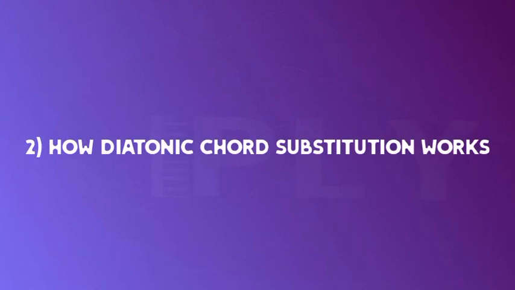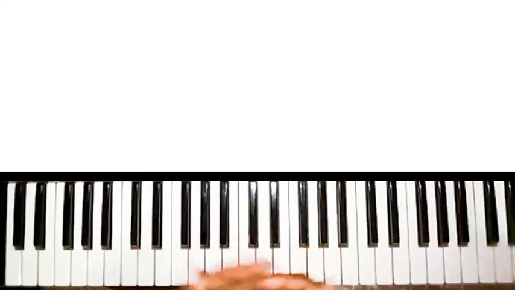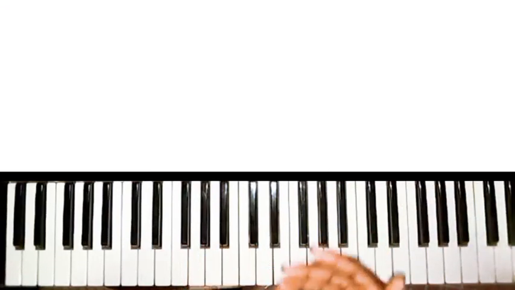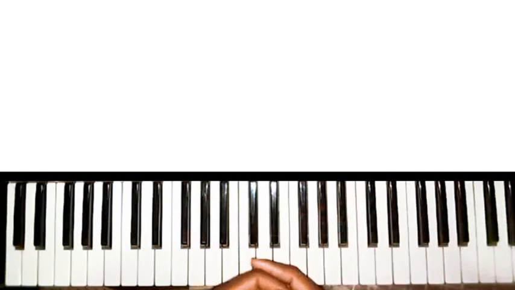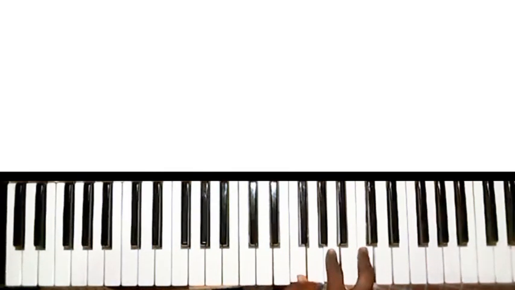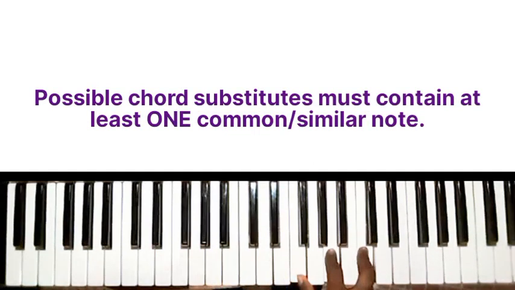Alright, so how does diatonic chord substitution or chord reharmonization work? Firstly, you need to know that chord substitution is a very useful tool that you can use to be very creative, or to just create a different feeling in your progression, okay? So the way chord substitution actually works is that for a chord to substitute another chord, that chord must contain at least one similar note or one common note. This is a very useful tool that helps guide your choices of chord, okay?